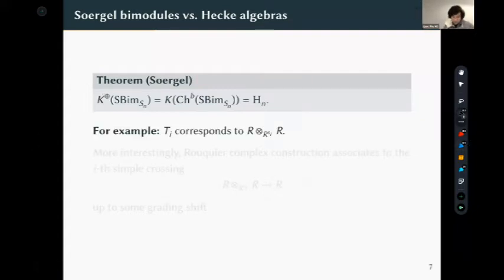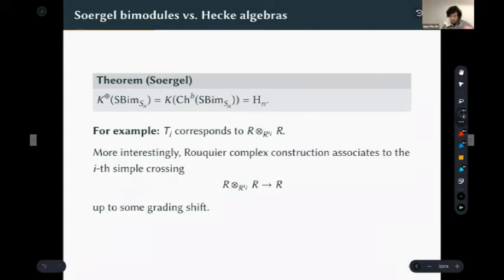Okay, so which element goes to which element? In the Hecke algebra H_n, there are these T_i that generate my object. It actually corresponds to this ring. So this is my module R tensor with R over the s_i invariant part of R. So this doesn't look that interesting. The more interesting thing is, how about the simple crossing, something like this.